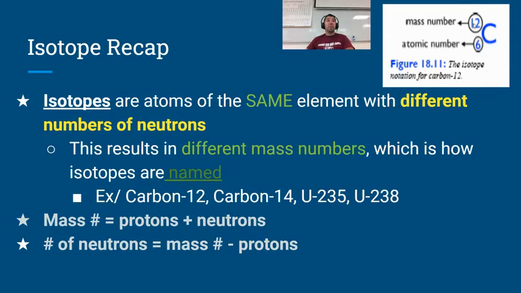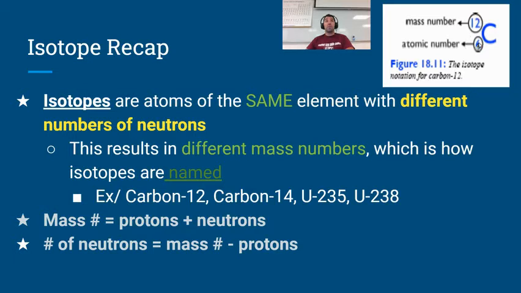Then on the top left up here, we have the mass number. Now, the mass number is the amount of protons plus the amount of neutrons. Okay. Also, rewind a second. The 6 also tells you how many protons it has. And if it's neutral, it tells you how many electrons it has. So back up to mass number. Mass number is protons plus neutrons.